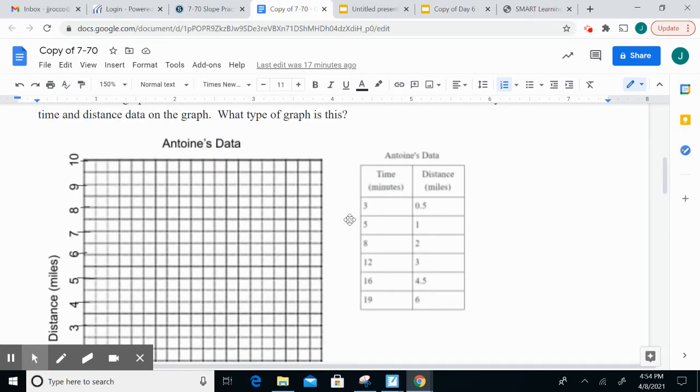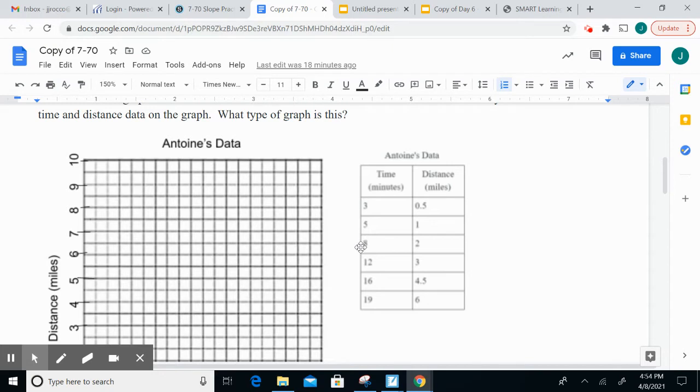The way to check that is, let's look at the table. Now, I'm not going to give you the answer here. I want you to answer this, but just look at from 3 minutes to 5 minutes. That was 2 minutes, right? From 3 to 5. In 2 minutes, how far did he travel? Look at the distance. He went from 0.5 to 1 mile. So in those 2 minutes, he traveled a half a mile. So now if that pattern continues, then yeah, he's traveling at a constant rate.